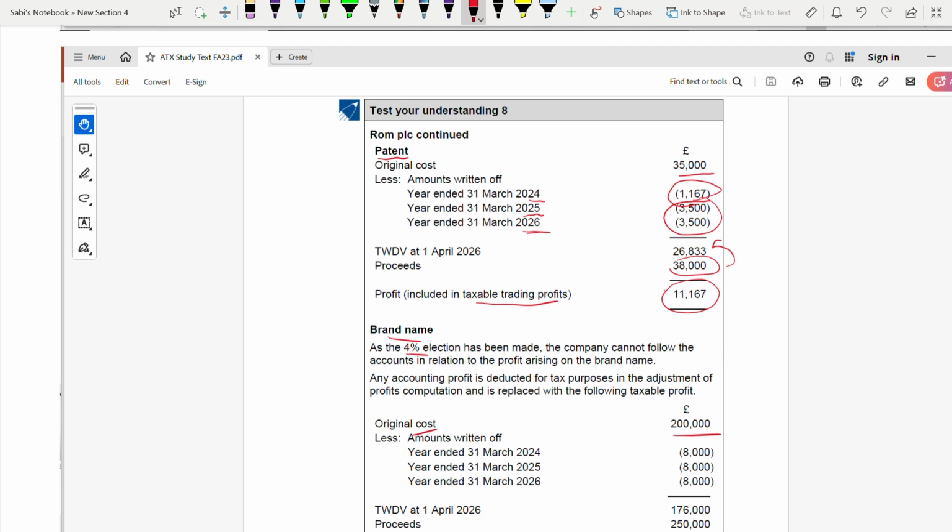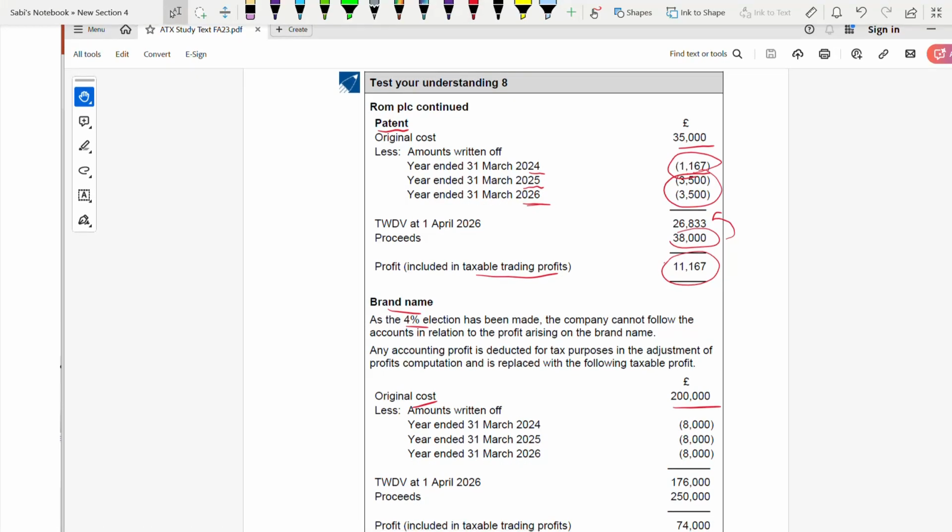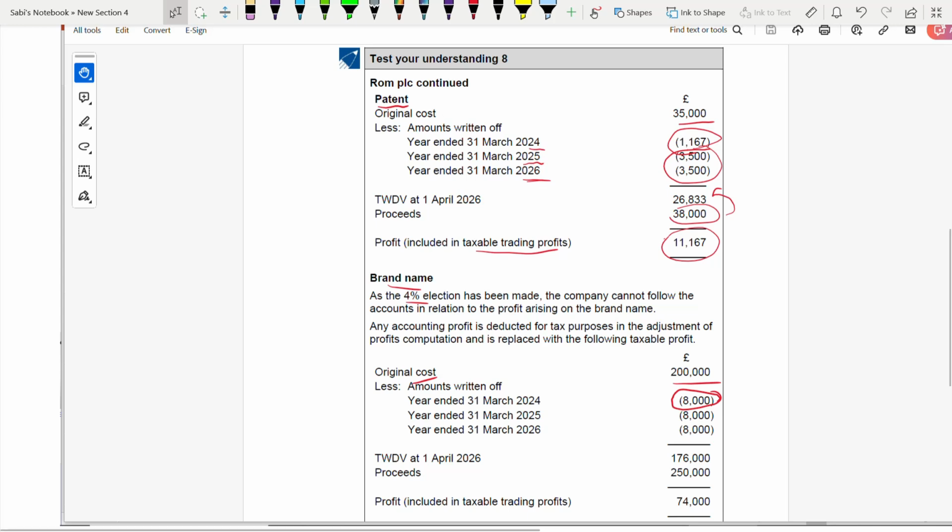So here you have calculated 4% of 200,000, which is 8,000. This amortization amount you will deduct for all the 3 years. Compare with the proceeds. This is the profit. Any accounting profit deducted for tax purposes in the adjustment of profit computation is replaced with the following taxable profit.